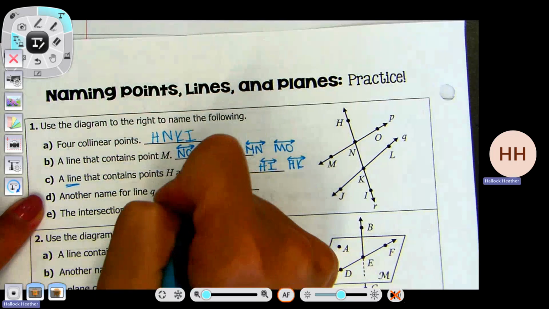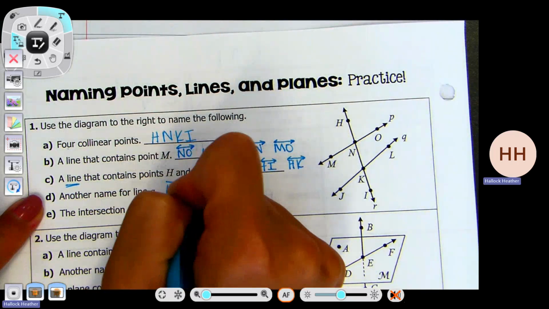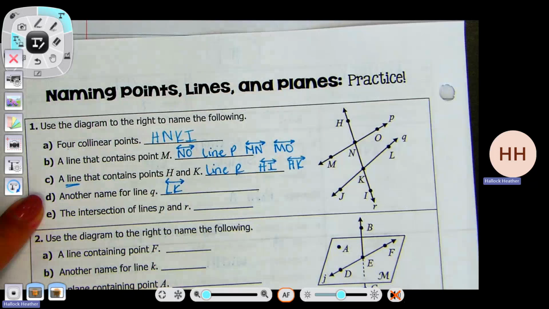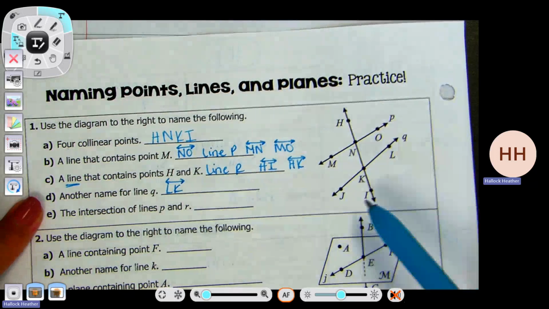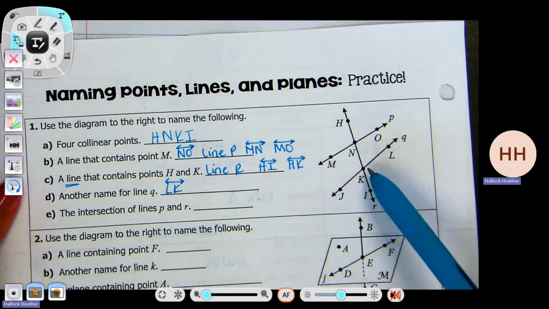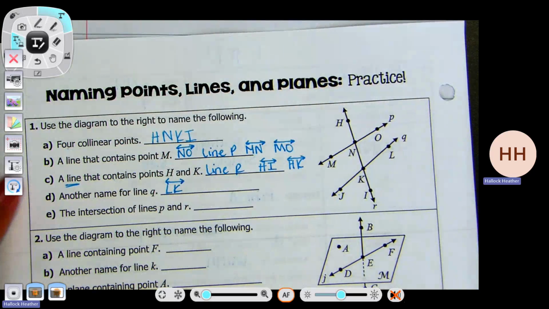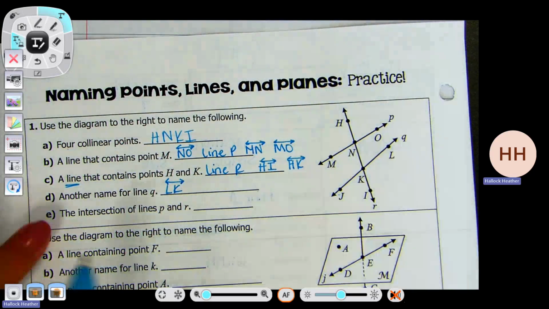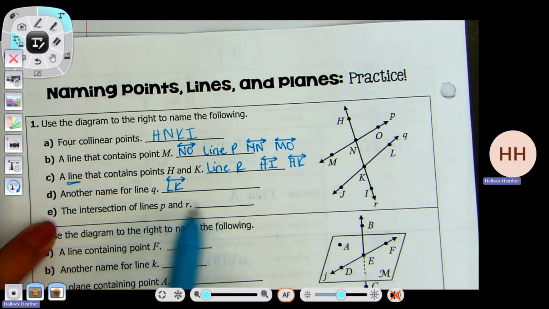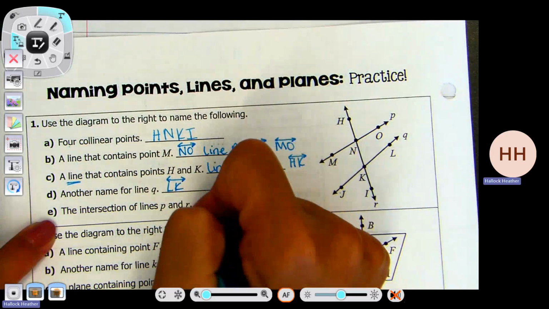Another name for line Q. LK. So you could say LK with the little arrows, or you could write the word line. You could also say KJ. You could say KL, JL, anything on those lines as long as it's 2 letters on line. And then what's the intersection of lines P and R? Point N.